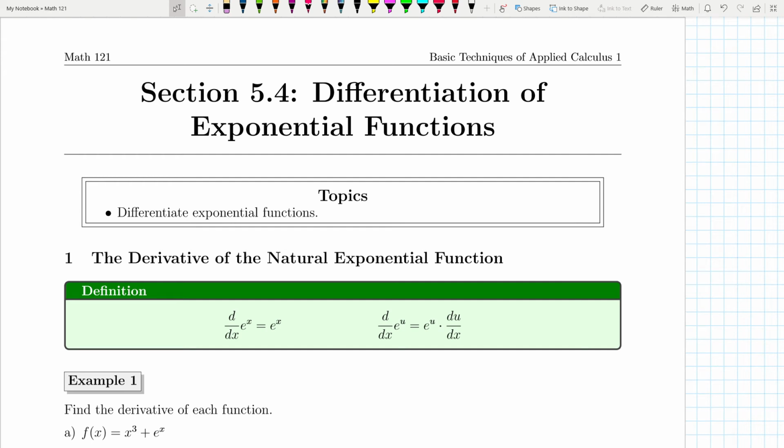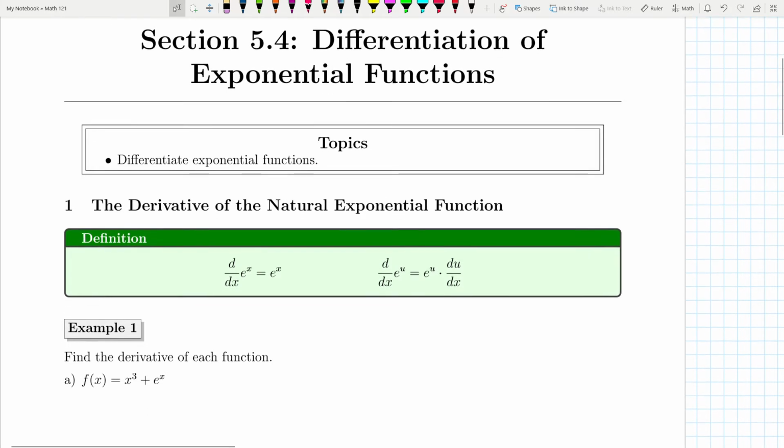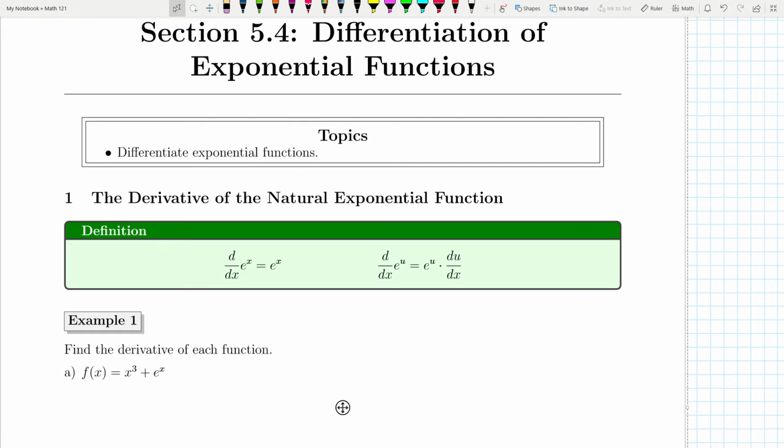Alright, so this is section 5.4, differentiation of exponential functions. In the same way that we differentiated logarithmic functions, we're going to have formulas to differentiate exponential functions. Most of these are very straightforward formulas, especially the derivative of e to the x, which is itself e to the x. There's no change at all. We don't do like in the natural log function, 1 over x and that's it. No, this is simply e to the x.